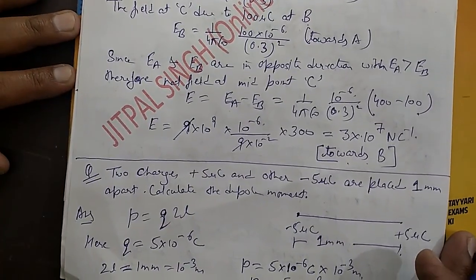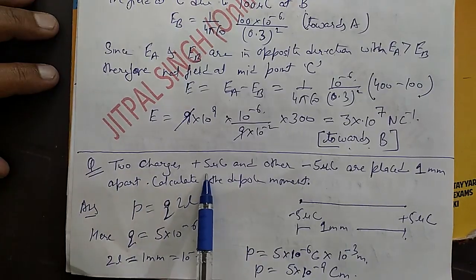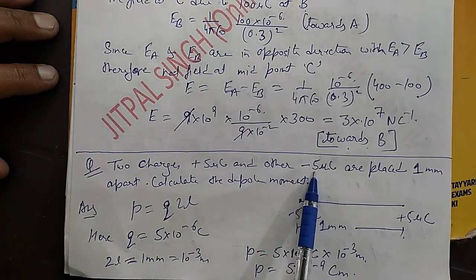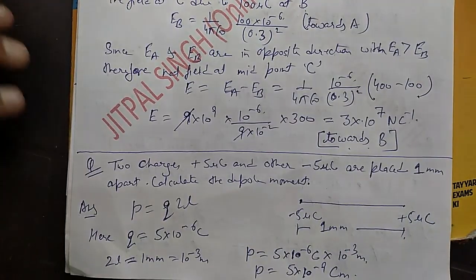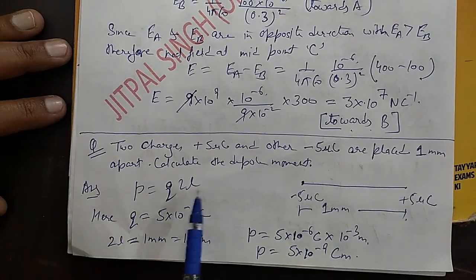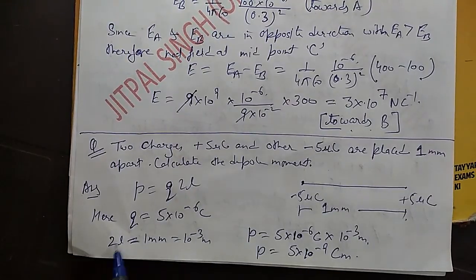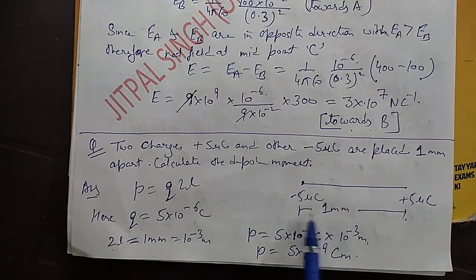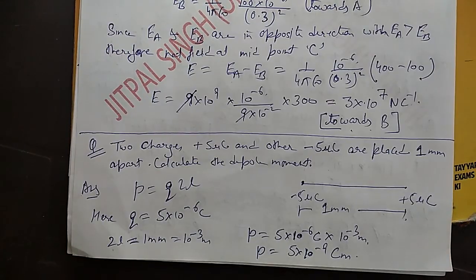This one is pretty simple. Now here we are provided with two charges, plus 5 microcoulomb and minus 5 microcoulomb, and they are separated by 1 millimeter. We have to find the dipole moment. Hope you remember the formula for dipole moment. P equal to Q into 2L. Charge is given to us, 5 into 10 to the power minus 6, and 2L is the entire distance, which is 1 millimeter, 10 to the power minus 3 meter. Just applying the values, we'll get the answer for dipole moment.